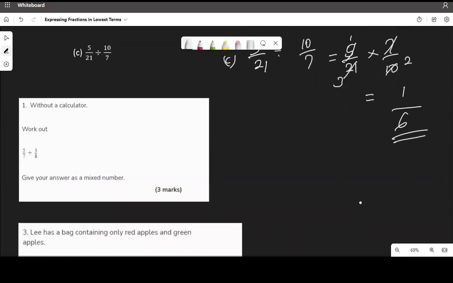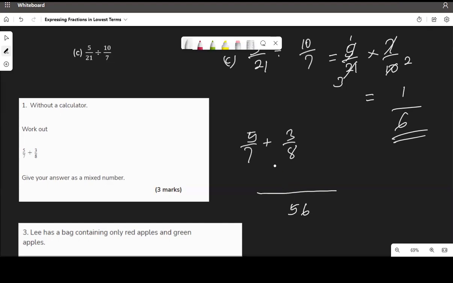Then I have a past question here from IGCSE. The question says without a calculator, work out 5 over 7 plus 3 over 8. We have to look for the common denominator of 7 and 8, the lowest number that 7 and 8 divide. And that number is 56.